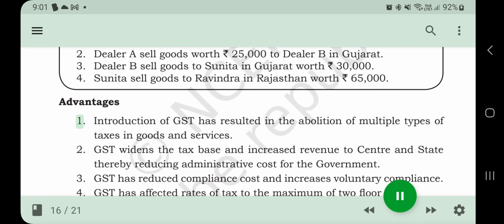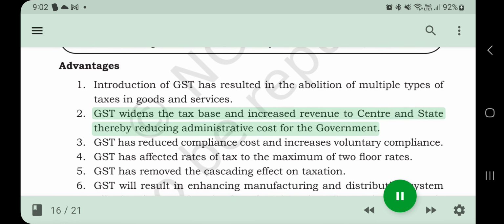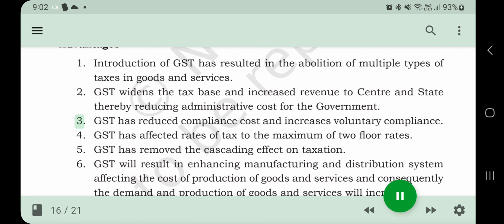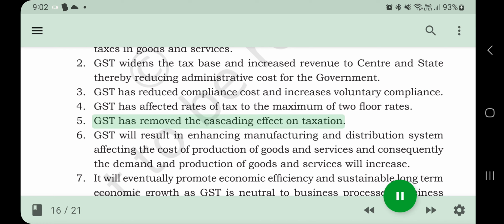Advantages. 1. Introduction of GST has resulted in the abolition of multiple types of taxes in goods and services. 2. GST widens the tax base and increases revenue to the center and state, thereby reducing administrative cost for the government. 3. GST has reduced compliance cost and increases voluntary compliance. 4. GST has affected rates of tax to the maximum of 2 floor rates. 5. GST has removed the cascading effect on taxation.